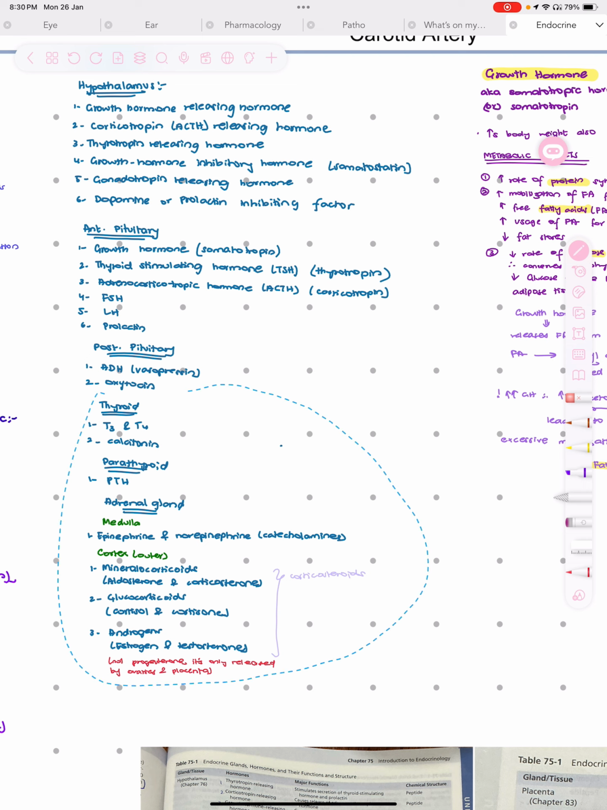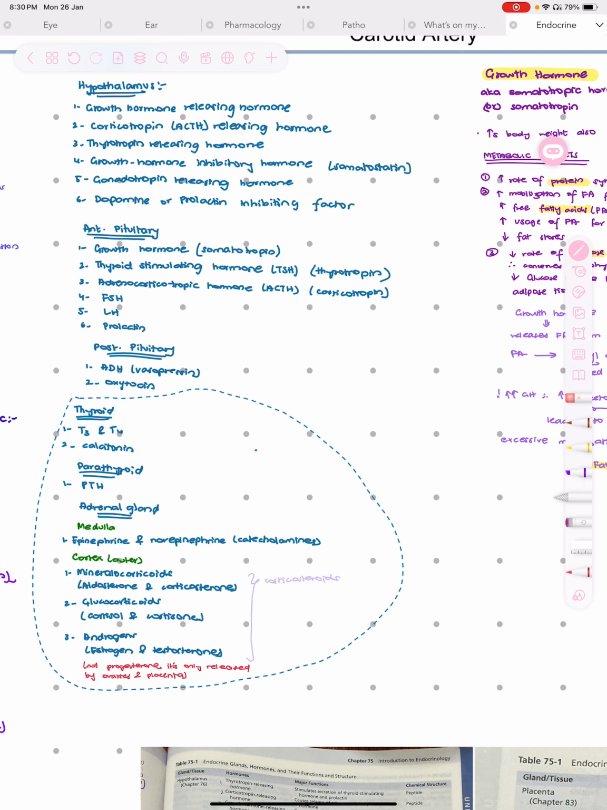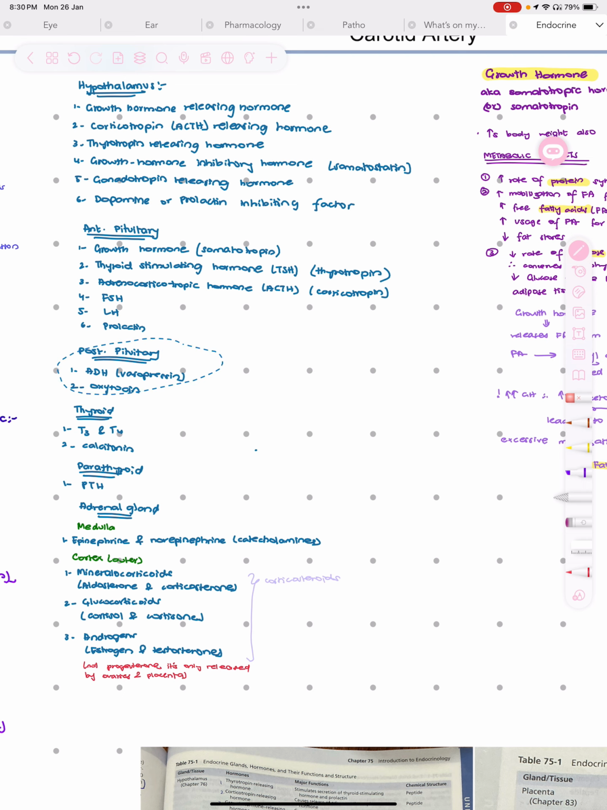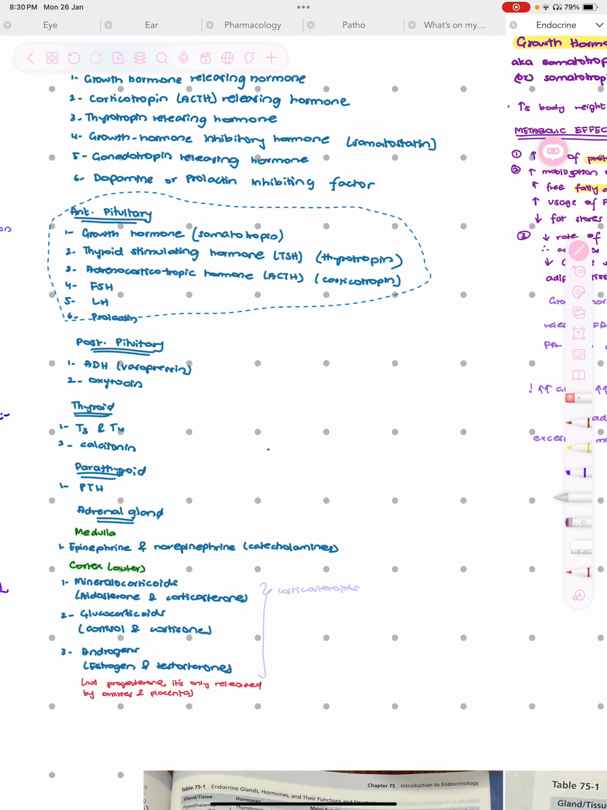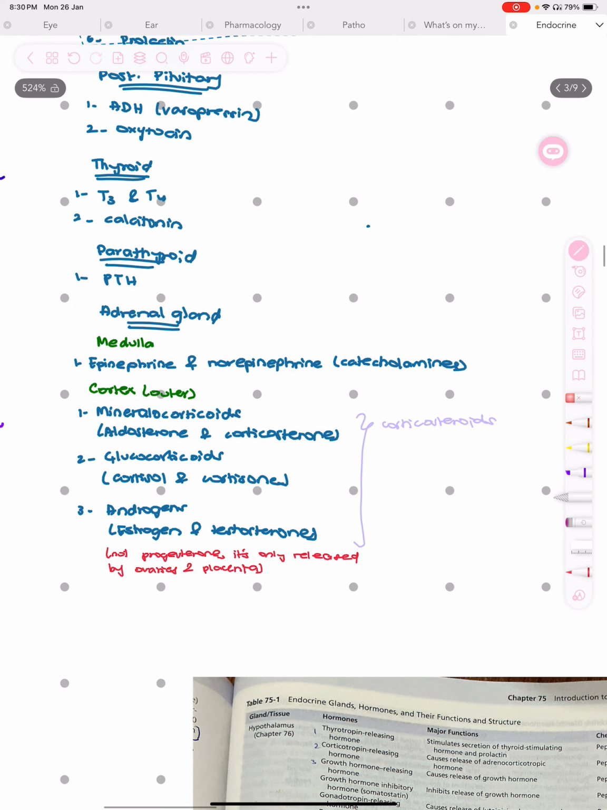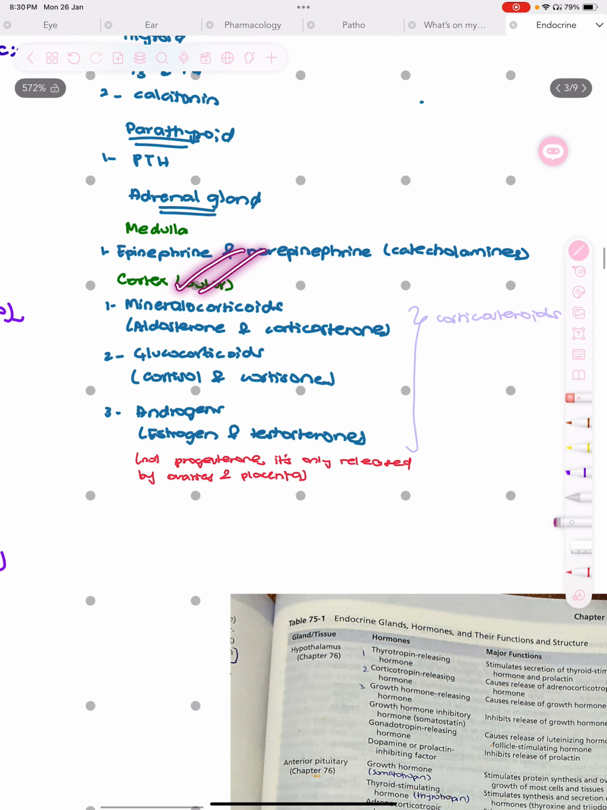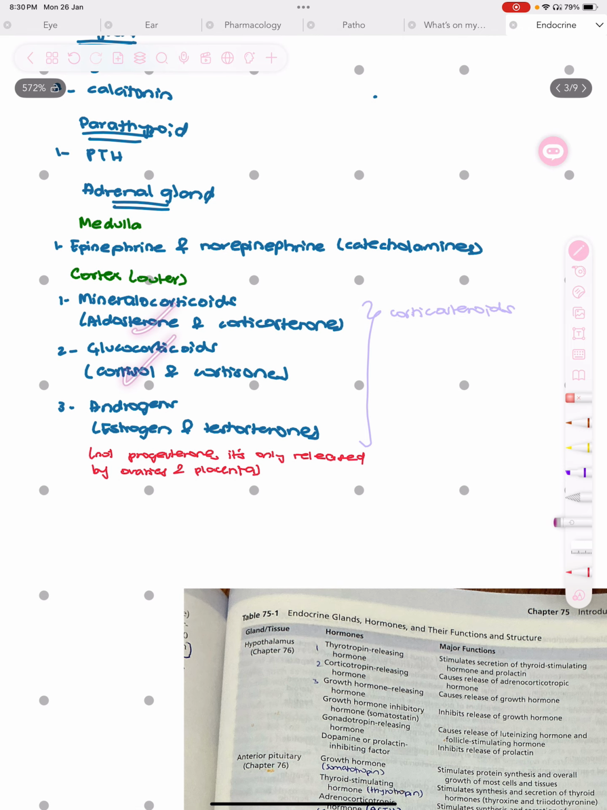Let me just arrange this slightly. Yes, better. Anyways, then we have our very important parathyroid gland, which secretes parathyroid hormone, easy. Then you have the adrenal gland. The adrenal gland has a medulla and a cortex. The medulla secretes epinephrine and norepinephrine, the catecholamines. The cortex, the outer layer, secretes cortisol and aldosterone. For now, just learn the basics. That is sufficient for now.